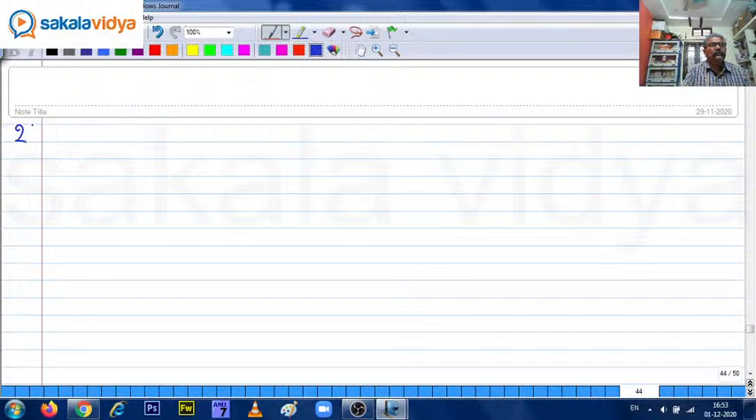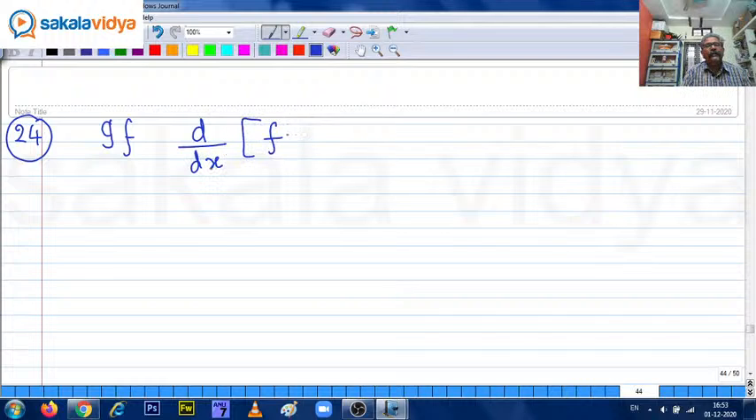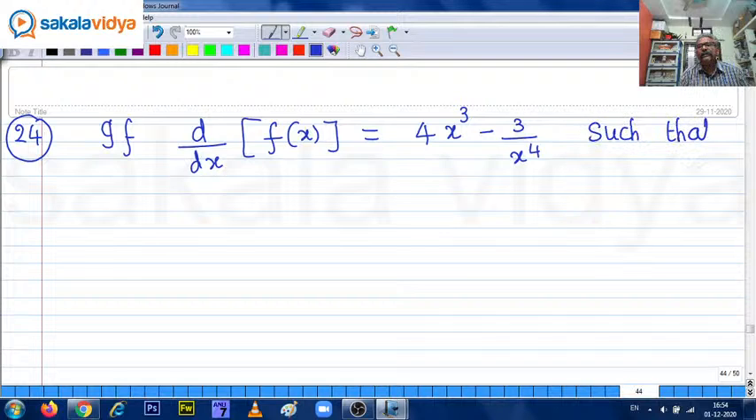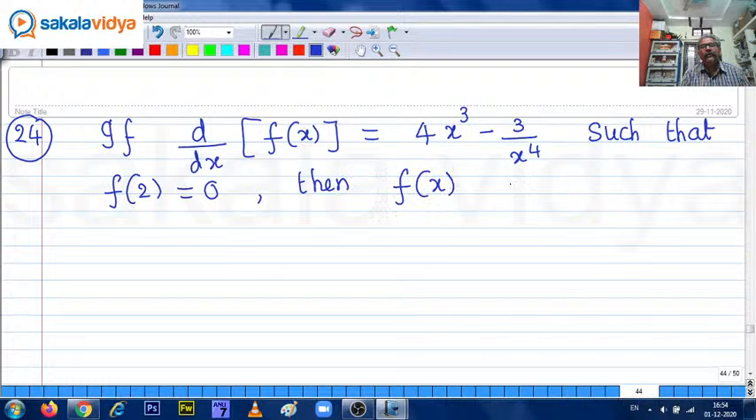Next, 24th question. If the derivative of a function f of x with respect to x is 4x cube minus 3 upon x to the power of 4, such that f of 2 is equal to 0, then f of x equals to... this is the question.